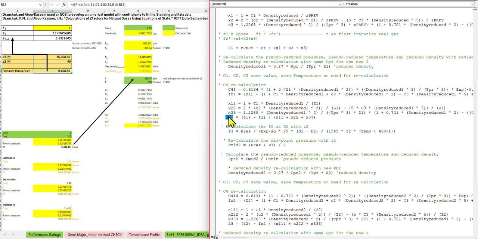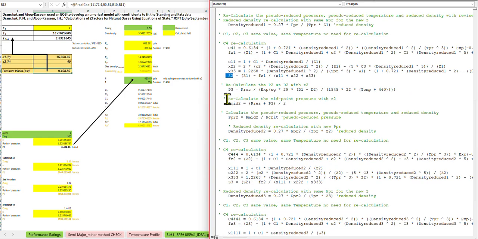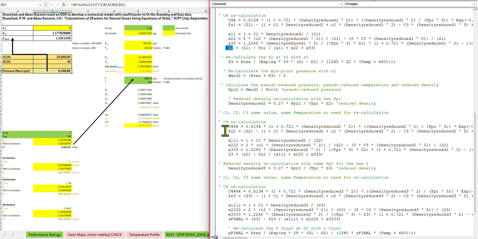After the second compressibility factor estimation, you need to find another pressure, using that exponential function again, and then you need to find another midpoint pressure. With that midpoint pressure, you come up with another density reduced value, and with those values you can find Z3, the third estimate of the compressibility factor, using that ABKD method and the Newton-Raphson iteration.